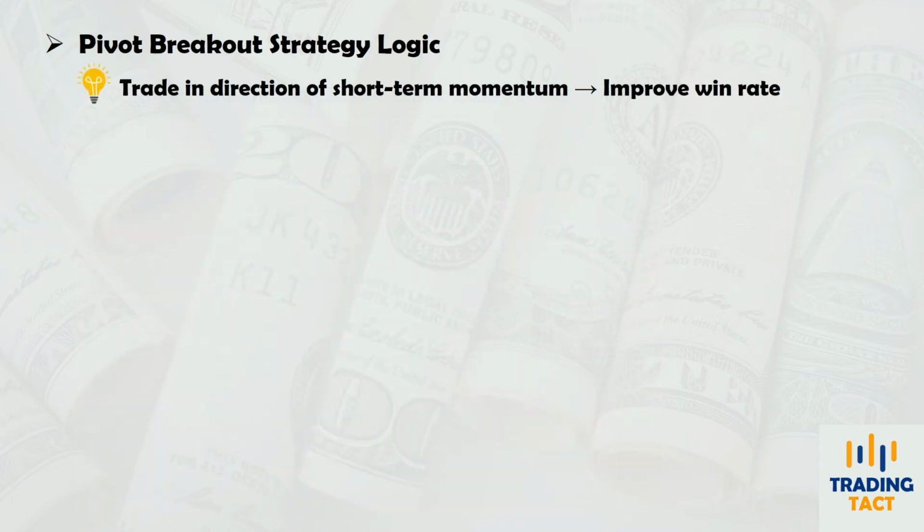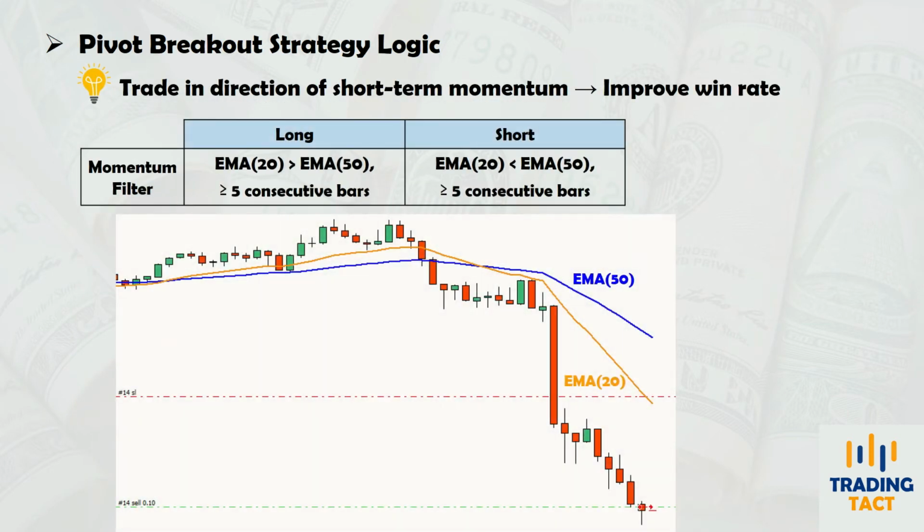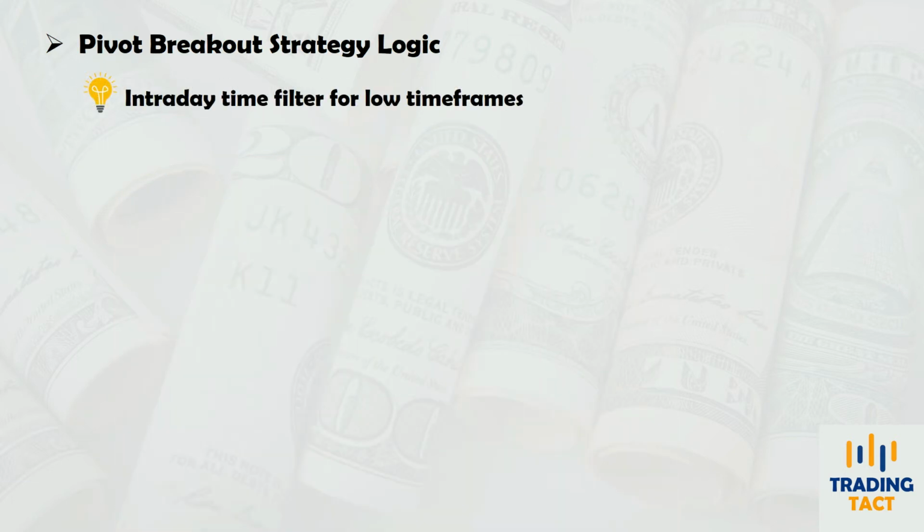I want to improve win rate by trading in the direction of the short-term momentum. For longs, the 20-period EMA will need to be above the 50-period EMA for at least 5 consecutive bars. This consecutive bars requirement produces a more stringent filter that reduces the likelihood of a single impulsive bar triggering an entry. Now let's add a time filter.